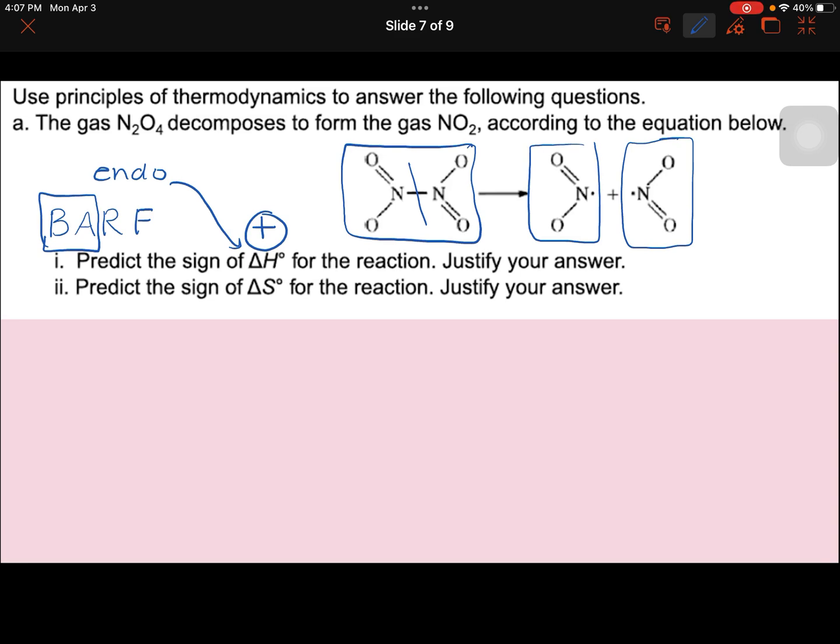And you can justify the answer by saying a bond is being broken to separate the N2O4 molecule into two NO2 molecules. Breaking bonds is always endothermic. Done. Predict the sign of delta S for the reaction and justify your answer.